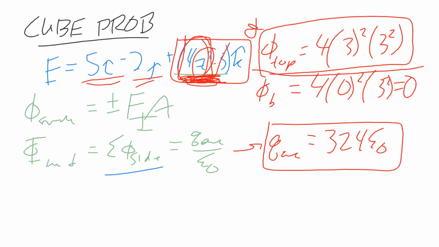And then the bottom of the cube is at the origin, right? That's why it's 0. And Delaney's like, yeah, that's correct.